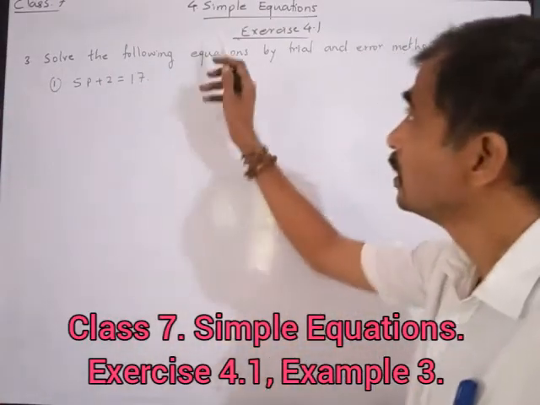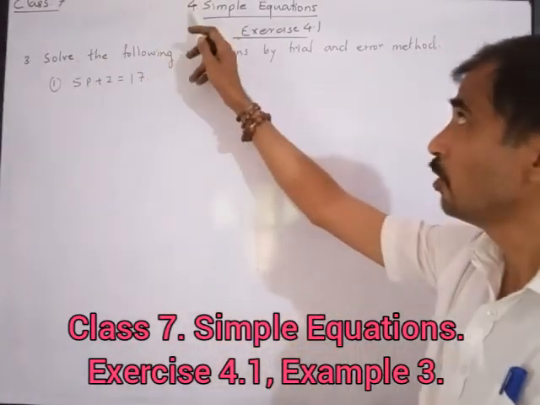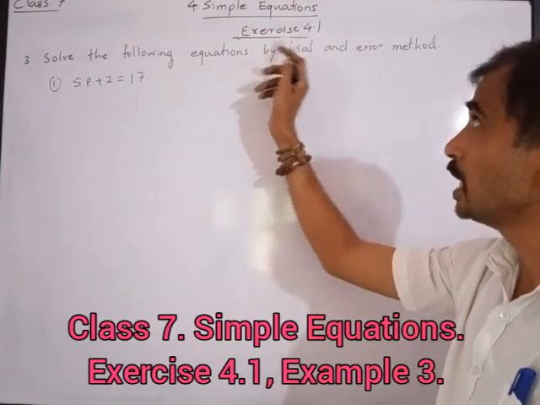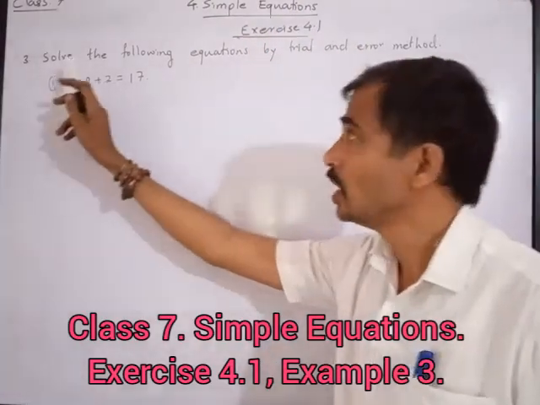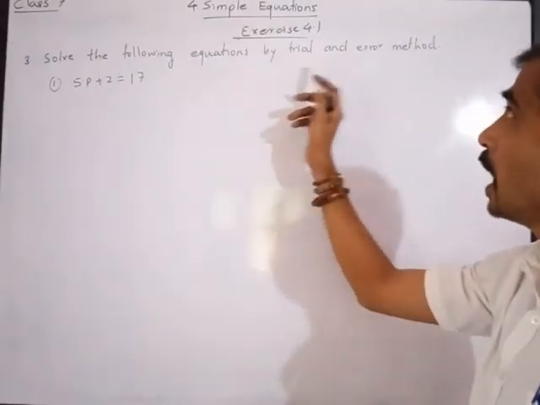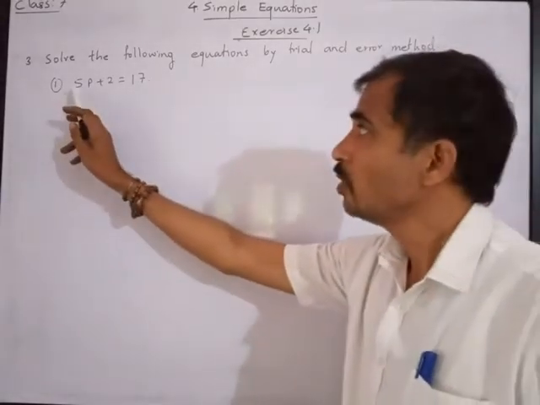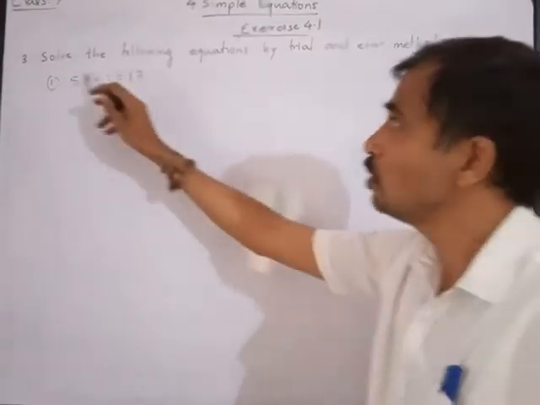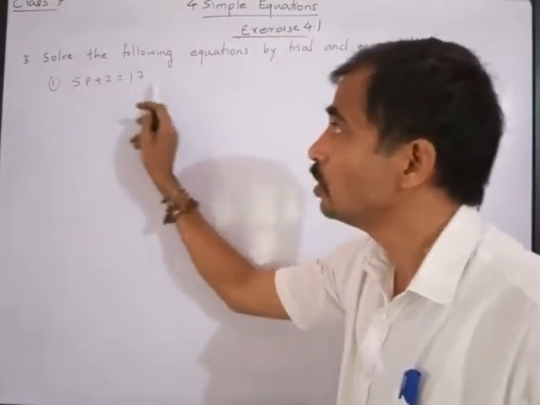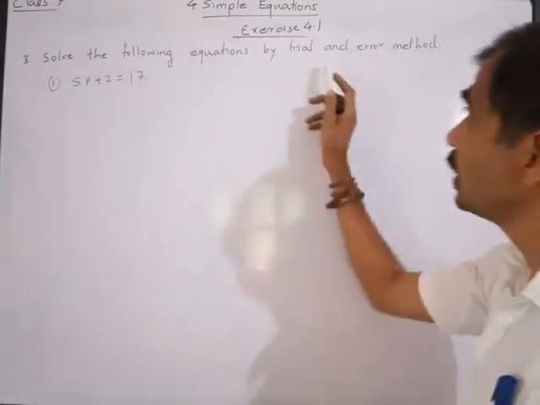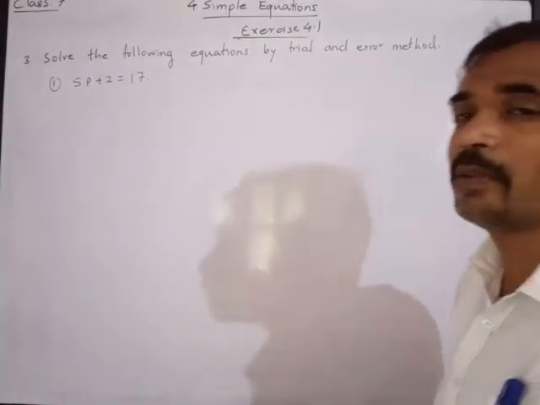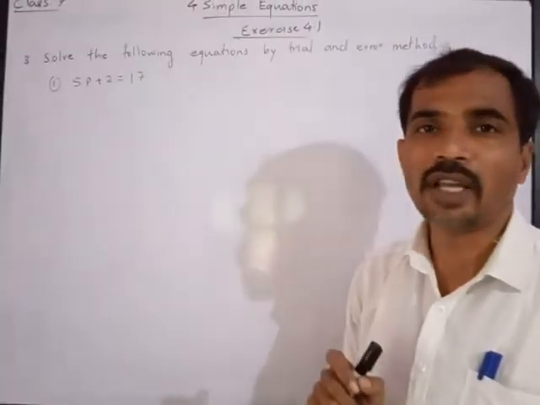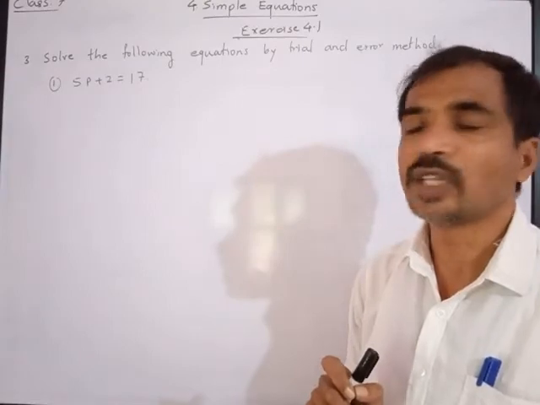Dear friends, in class 7, we have the fourth lesson, Simple Equations, and in exercise 4.1, we have the third question. Solve the following equation by trial and error method. We are given the equation 5p plus 2 is equal to 17 and we have to solve it. This means we have to find the solution of this equation by trial and error method. Trial and error method means we have to put certain values and check whether it is a solution or not.